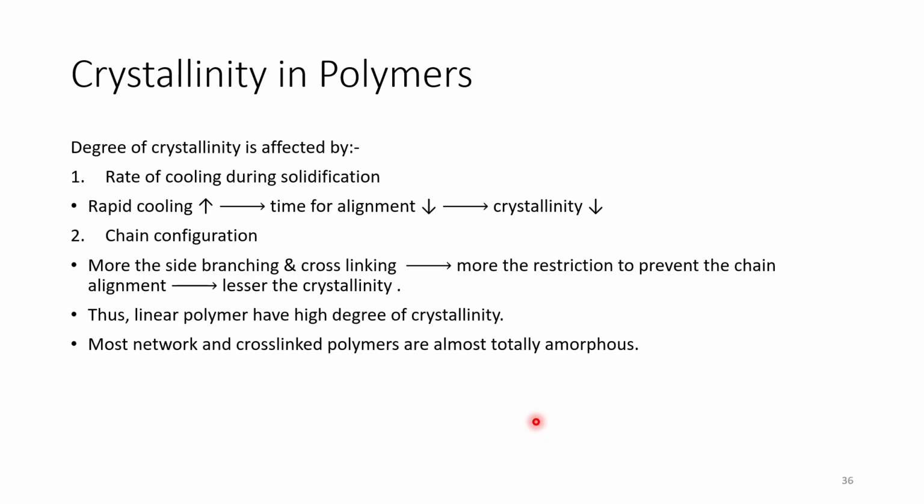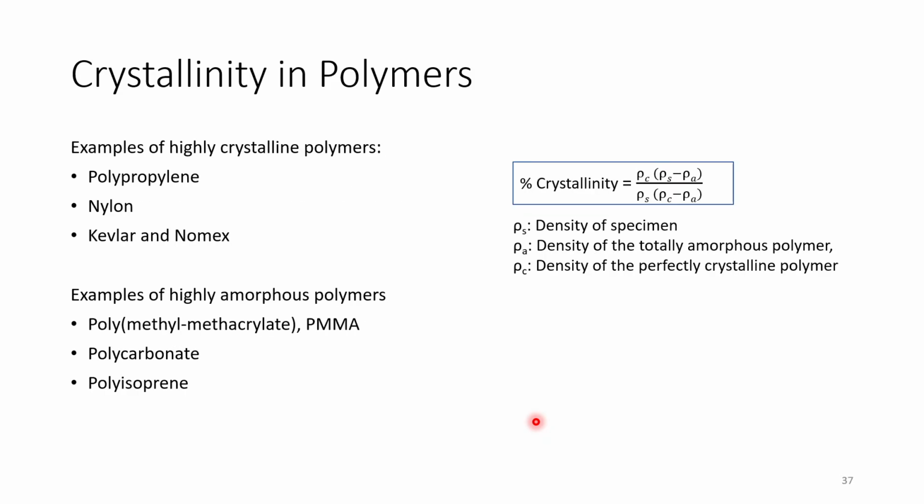Now the most network and cross-linked polymers, they are almost totally amorphous. Crystallinity in polymers. So examples of highly crystalline polymers include polypropylene, nylon and Kevlar and Nomex. Examples of highly amorphous polymers include polymethyl methacrylate, also known as PMMA, polycarbonate and polyisoprene. And this is the formula that is used for calculating percent crystallinity.